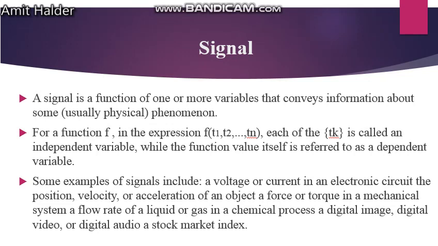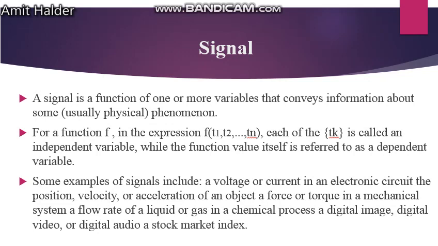In the first line of definition we have seen here, a signal is a function of one or more variables that conveys information about some usually physical phenomenon. What kind of thing is it? The thing is the information. The information should have to be carried or conveyed in such a medium, and it should have to be carried in a form of a signal. That means a signal is an attribute of conveying information.